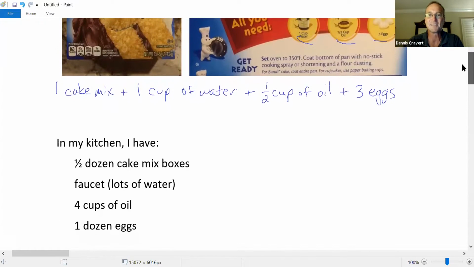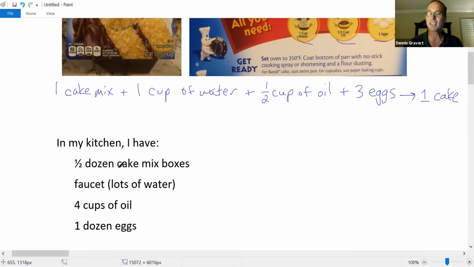Here's the idea. The recipe for making 1 cake. Those are the ingredients. Let's make it look like a chemical reaction. Reagents are 1 cake mix, 1 cup of water, half cup of oil, 3 eggs, and turn that into 1 cake. That's the product, 1 cake. Okay, and then my question is, I want to make as many cakes as I can with whatever I have in the kitchen. So I go through my cupboards, go through the refrigerator. This is what I find.